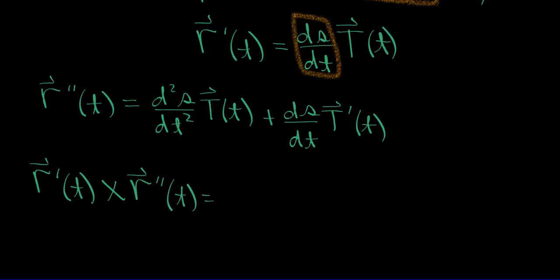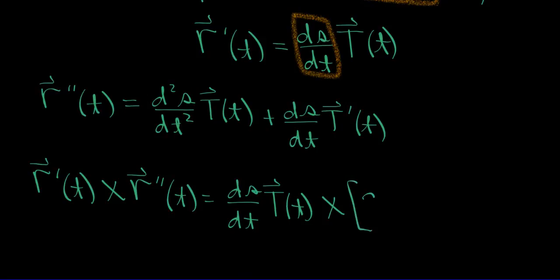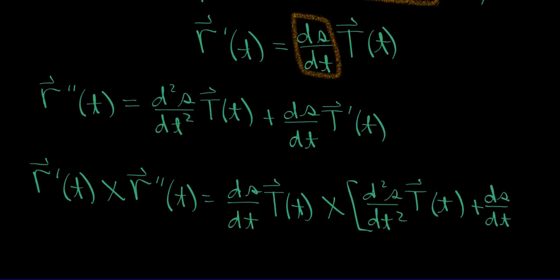I'm going to take the cross product. So I've got ds dt times t, crossed with this long thing here, right? And this looks like a bear. Looks like it's going to be difficult for us to deal with. There, look at that. Okay, so I wrote it out. Got the easy part done.